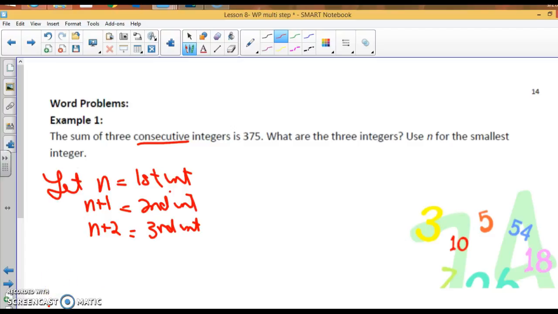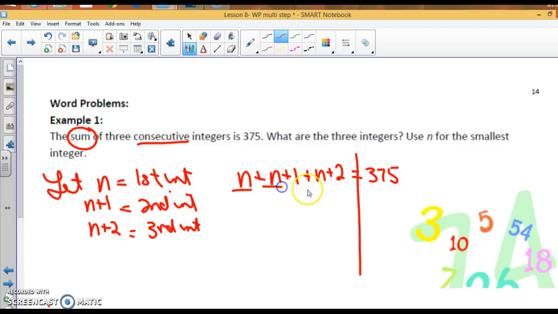So think about this. If your numbers are 7, 8, and 9, 7 is n, 7 plus 1 is 8, 7 plus 2 is 9. That would give you 3 consecutive integers. And it says the sum, so the word sum means you add them, so n plus 1 plus n plus 2, that's all 3 of them added together, is 375. Solve this. On this left side, I need to simplify. N plus n plus n is 3n. 1 plus 2 is 3, equals 375.